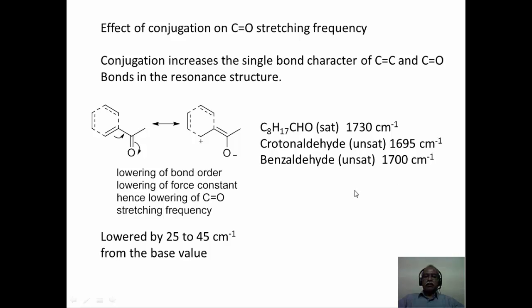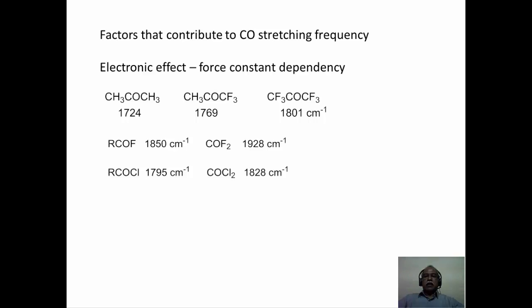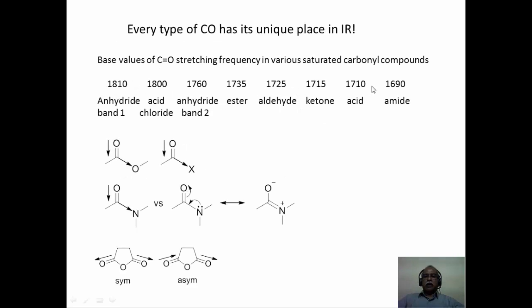So in the case of the alpha beta unsaturated carbonyl functional group, the stretching frequency is lowered anywhere from 25 inverse centimeter to 45 inverse centimeter from the base value, which is normally the value that is given with the carbonyl functional groups of various kind. In this particular chart it is given. This is the base value that we normally talk about.